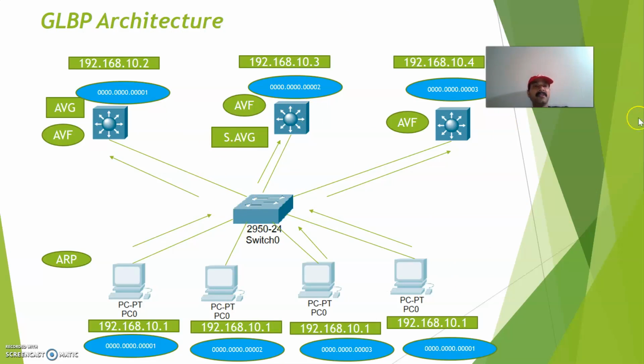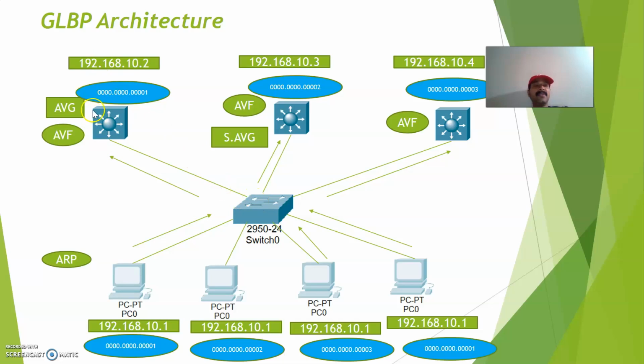This is an architecture where I connected three routers, each having an individual physical IP: 10.2, 10.3 and 10.4. All will be using a virtual IP, called the VIP, which is 192.168.10.1. Let us see how it works. Whenever the client sends an ARP request, the AVG will answer the ARP request.